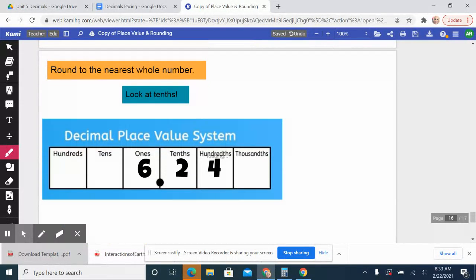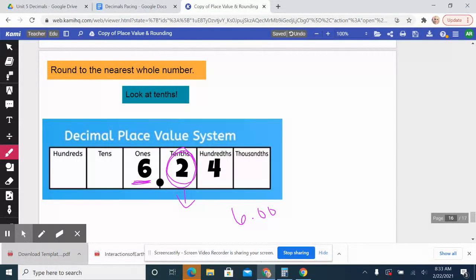Okay, here we go again. Round to the nearest whole number. So you're looking at the ones, but the tenth is going to tell you what to do. And that's going to be round down. So your answer would be 6.00. So write down the numbers.